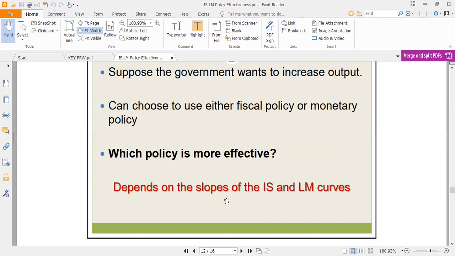Okay, and then talking about the LM curve too, the steepness depends on interest elasticity of money demand. If money demand is interest inelastic, it means that it doesn't really depend on interest rate. That is going to make the LM curve steeper. And at that point, monetary policy will be more effective. This is the reason. If money demand is not interest sensitive, in other words, it's interest inelastic.